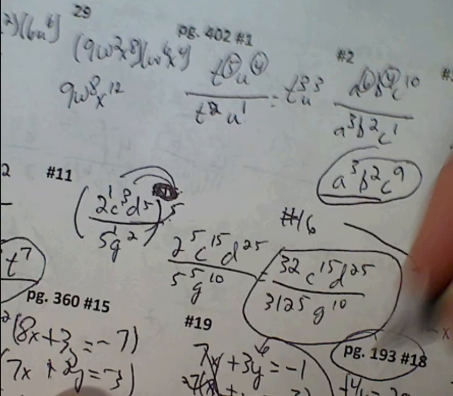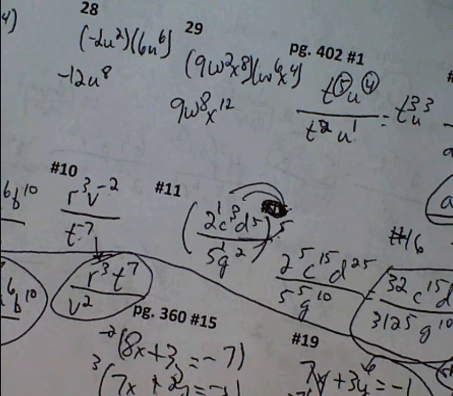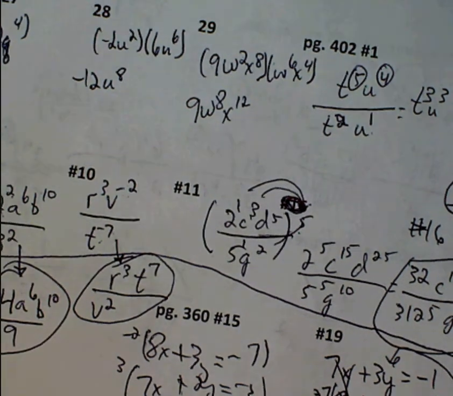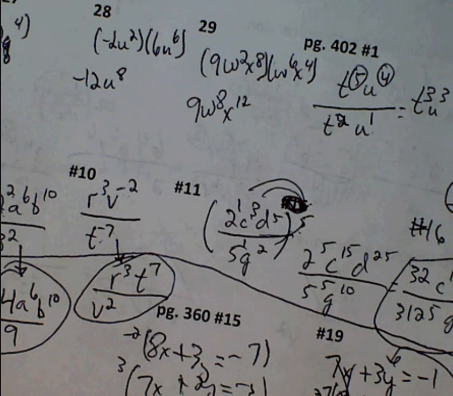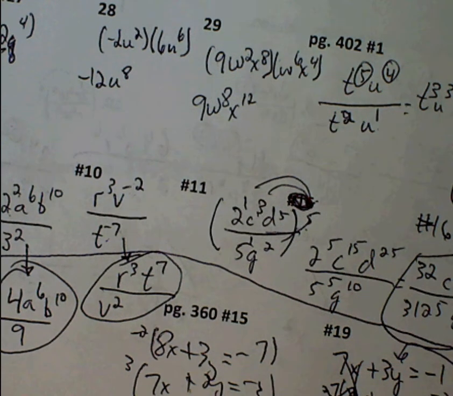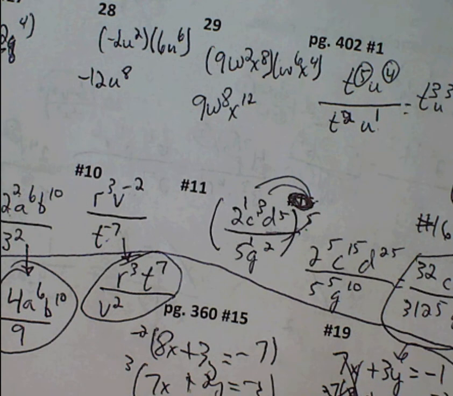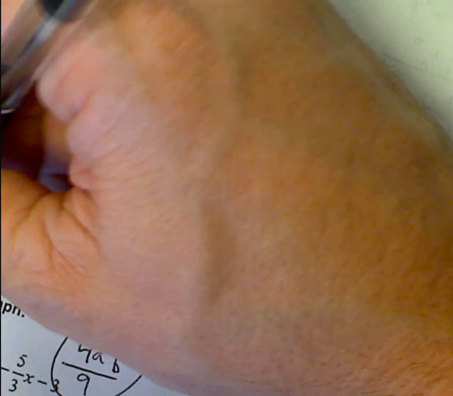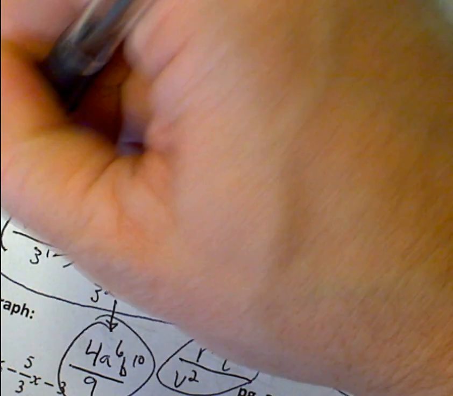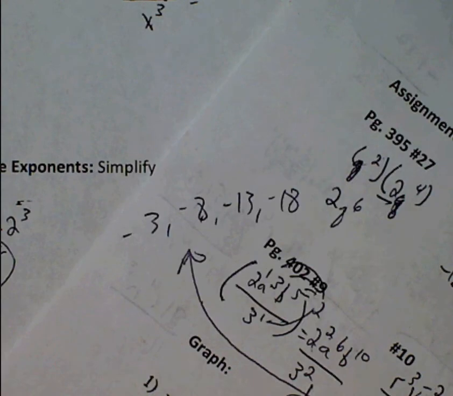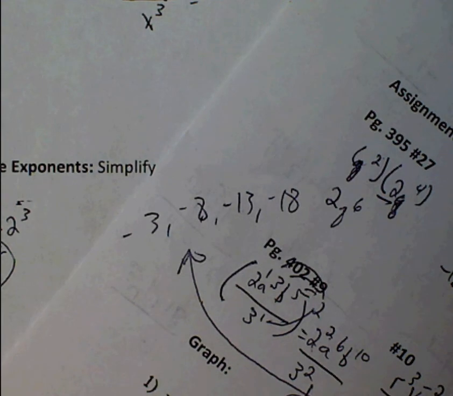Page 193, number 18. Number 18, it says write an equation. Don't worry about graphing. I just want to write an equation. We have -3, -8, -13, -18. We need to write an equation for this. It says write an nth term for this arithmetic sequence.